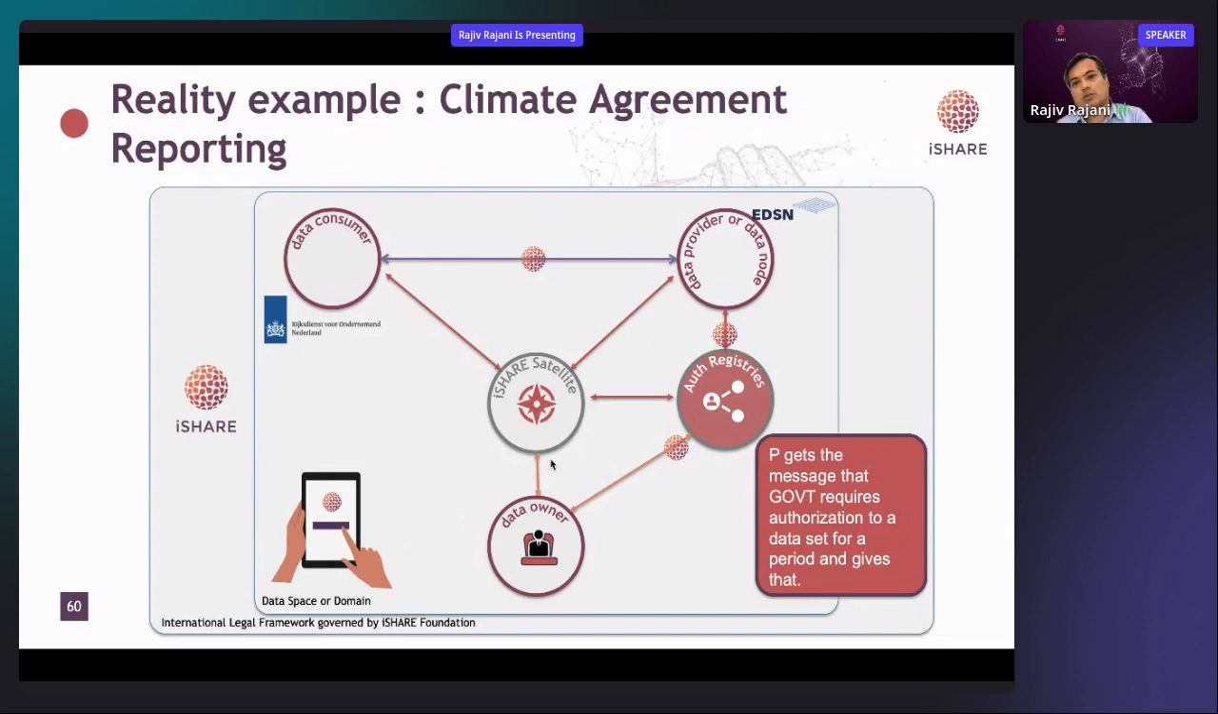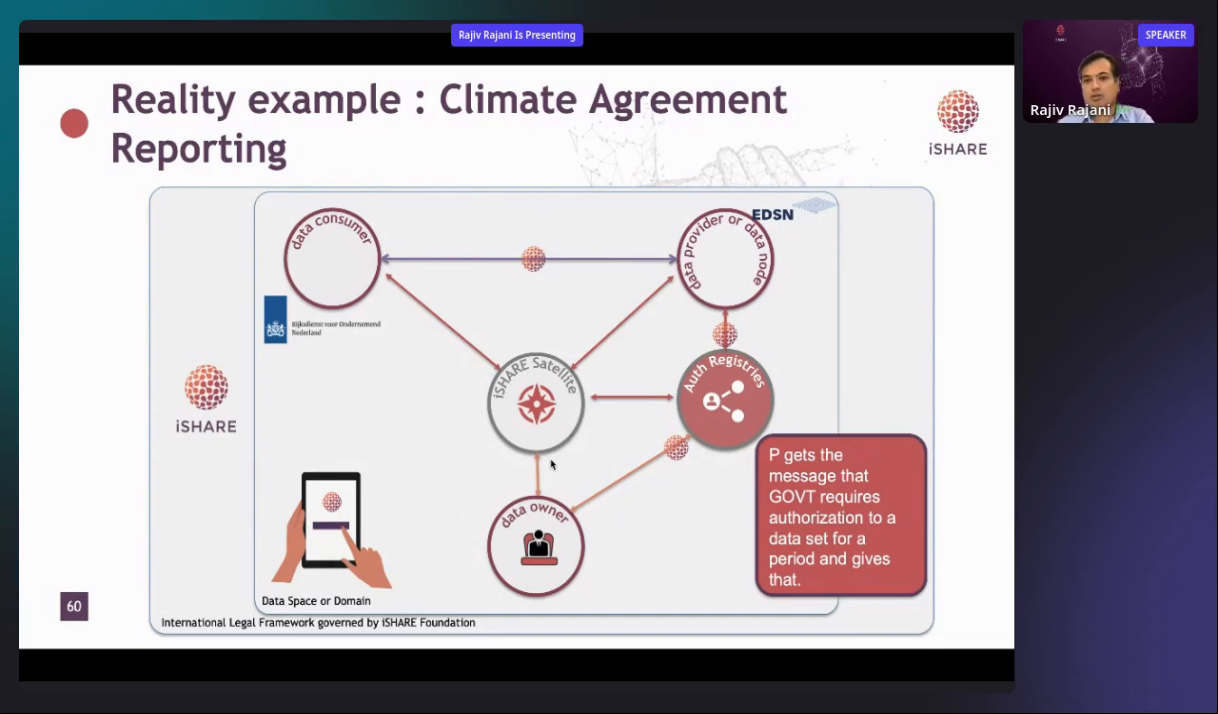Either the data owner can already register such an authorization beforehand, or the authorization registry, when it gets such a request, can send a message to the data owner saying such and such organization was asking for such and such data set. If you want, you can create a policy based on that, so that next time it asks for that data, it will get that data, right?